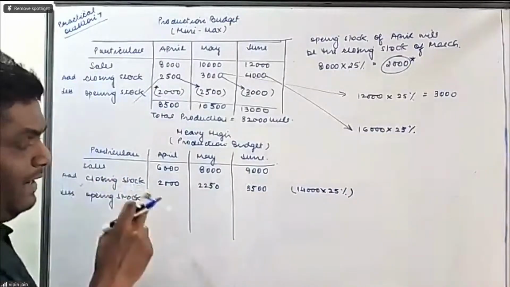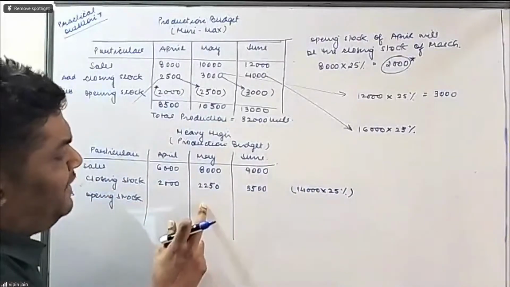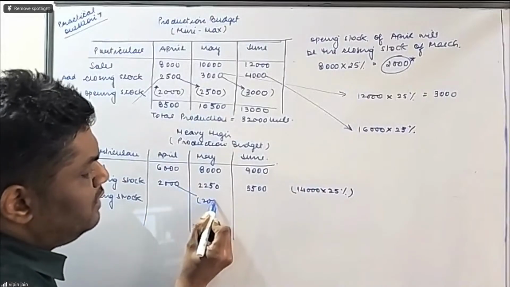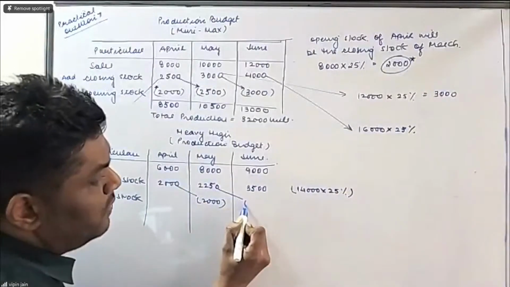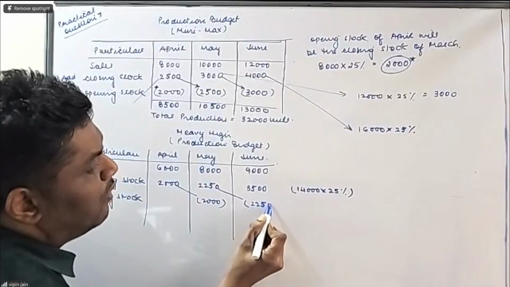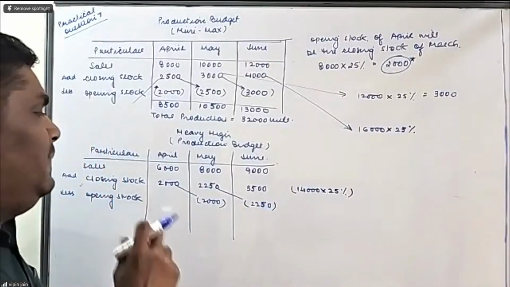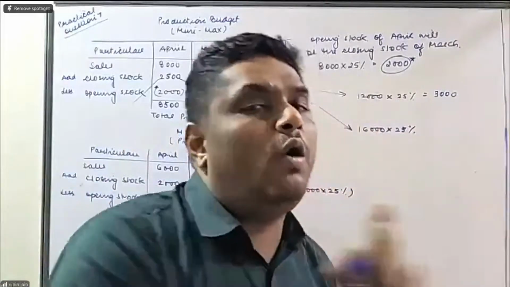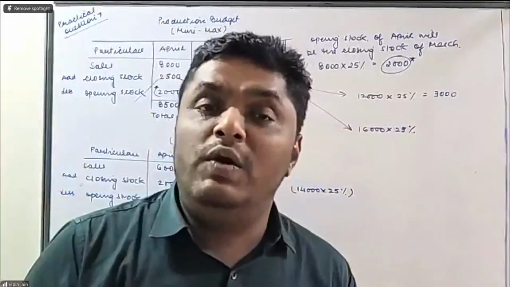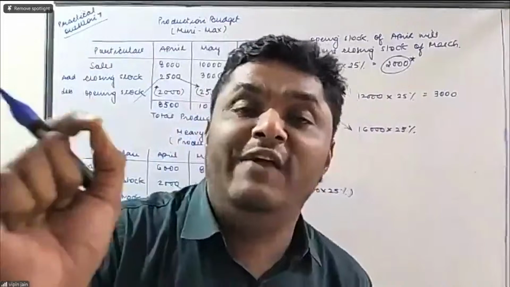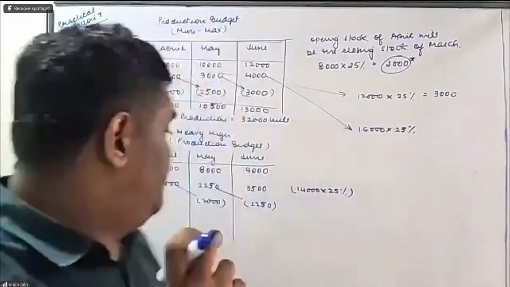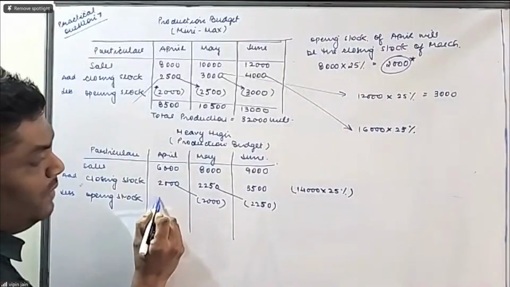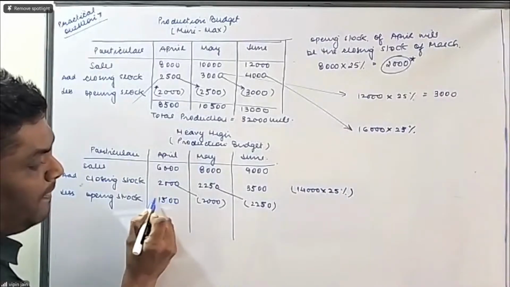Now, the closing stock of April will be the opening stock of May. So this will be 2,000. This will be 2,250. Now, very important, I repeat again, what will be the opening stock of April, the closing stock of March? And what will be the closing stock of March? 25% of the sales of April. And the sales of April is how much? 6,000. So this will be 1,500.